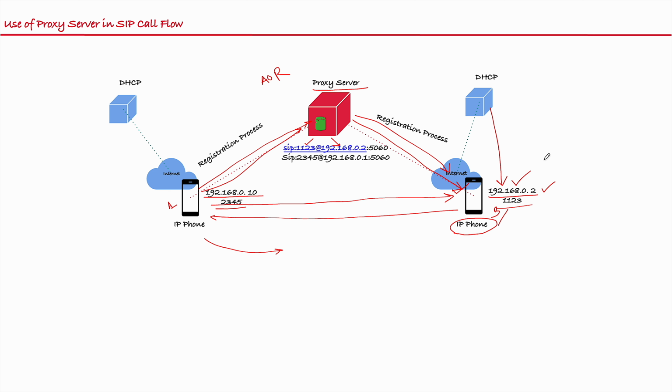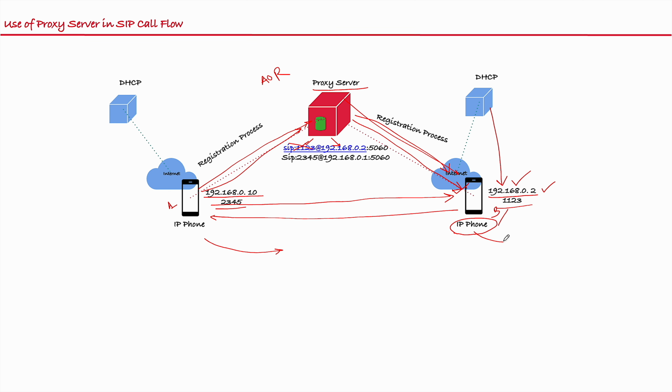Now let's check how the proxy server handles it when the IP address is changed due to a reboot or disconnect from the internet. When a phone reboots or disconnects from the internet, it deregisters from the proxy server. Once it deregisters, whatever address of record was stored in the proxy server is removed from the proxy server.